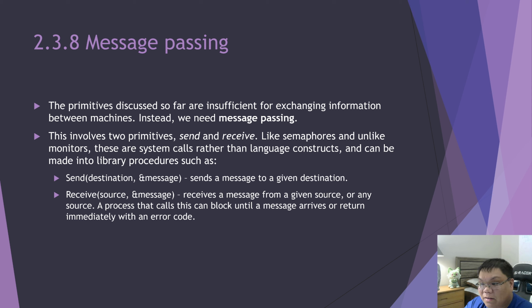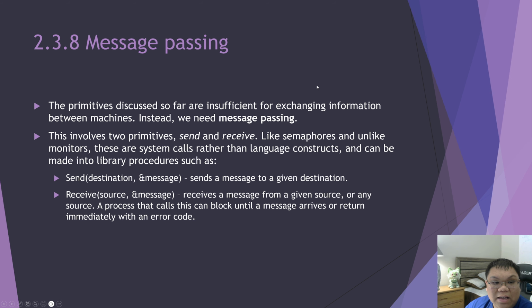Send sends a message to a given destination. Receive receives a message from a given source, or possibly any source. A process that calls this code can block until a message arrives, or it can return immediately with an error code. So when it calls receive, it might be blocked until it receives a message, or it gets an error code immediately because there wasn't a message to be received.